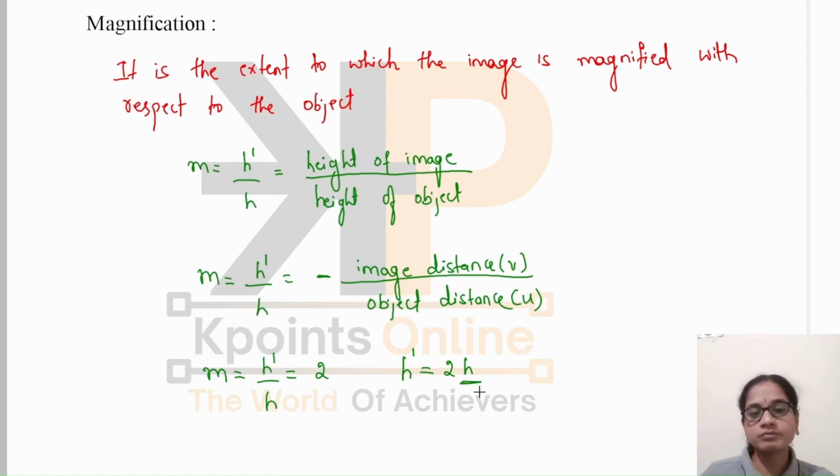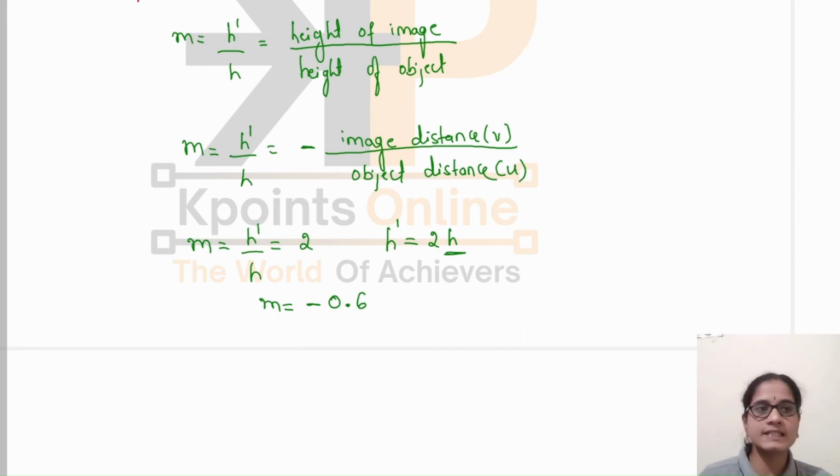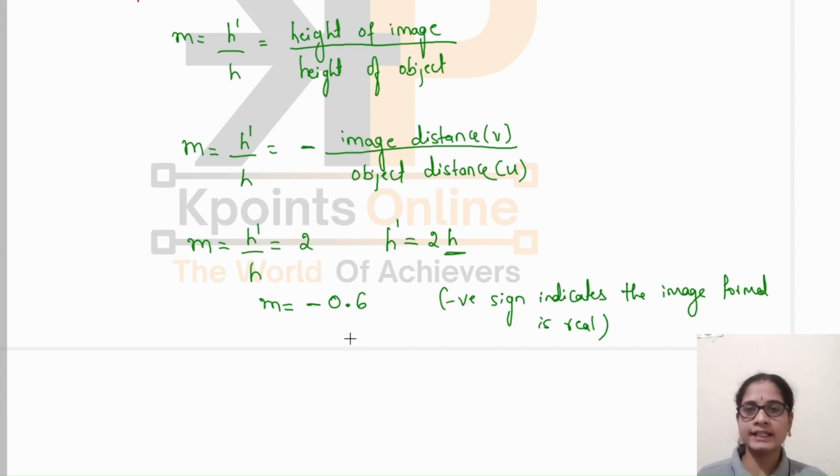And also, if I get the case that magnification has the value of minus 0.6, if this is the value of magnification, this negative sign indicates that the image formed is real. Negative sign indicates image formed is real. And positive sign indicates that the image formed is virtual.